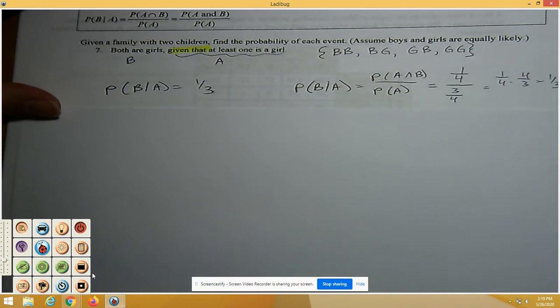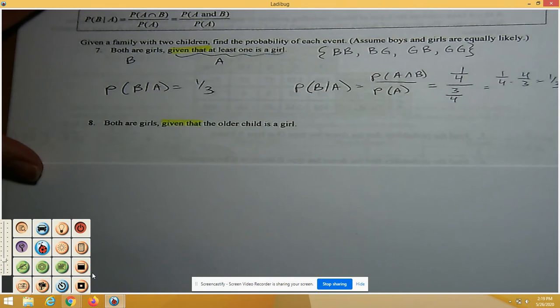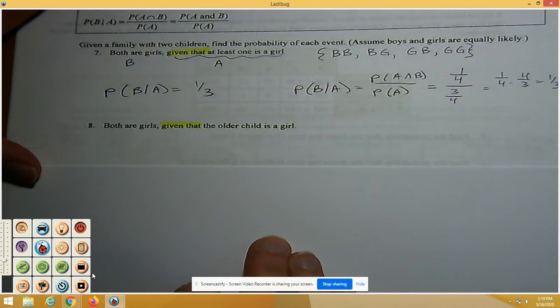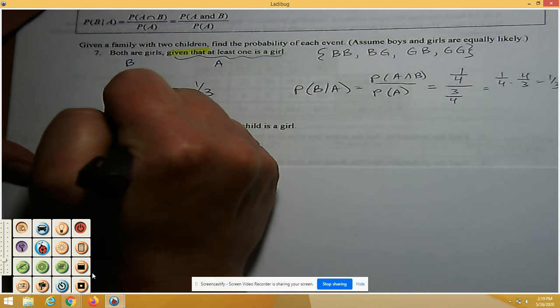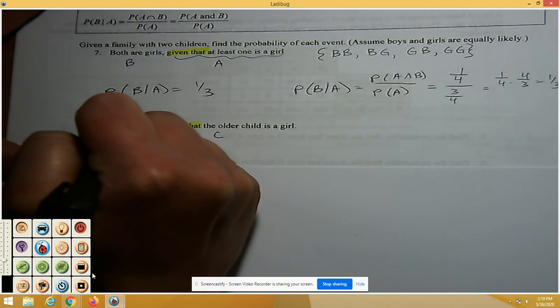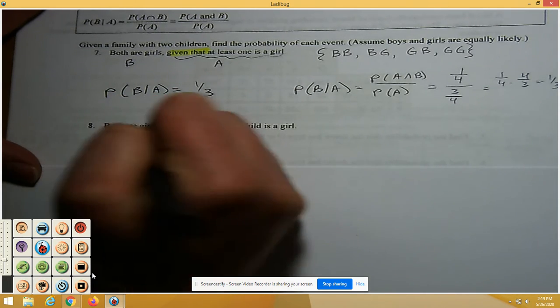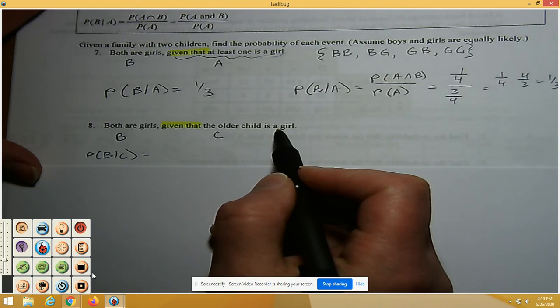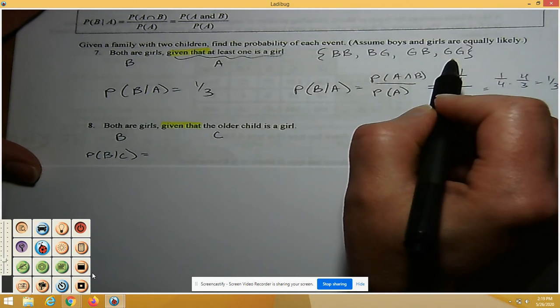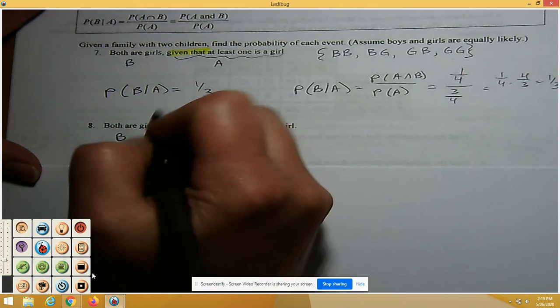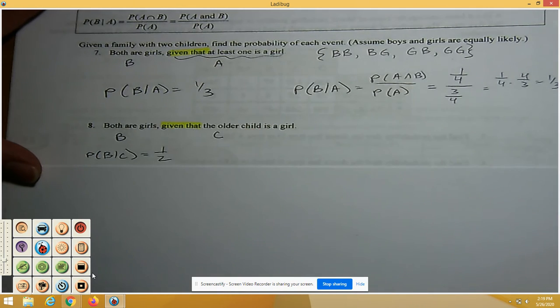Let's look at kind of the same thing with just a slightly different given. So both are girls, given that the older child is a girl. All right, so I'm going to call this B and this C, and we're going to do the probability of B given C. So if the older child is a girl, now I'm looking at these 2 cases, just those 2, and both are girls is just 1 out of the 2 cases, so it's just 1/2.